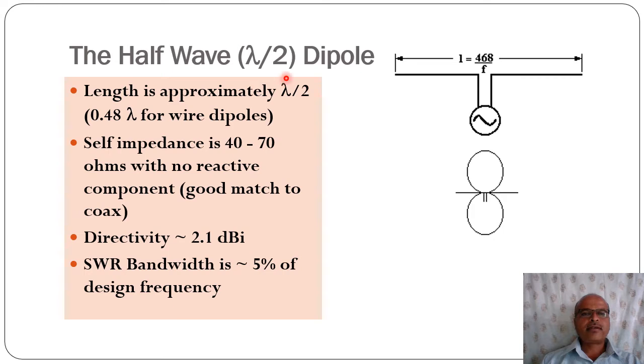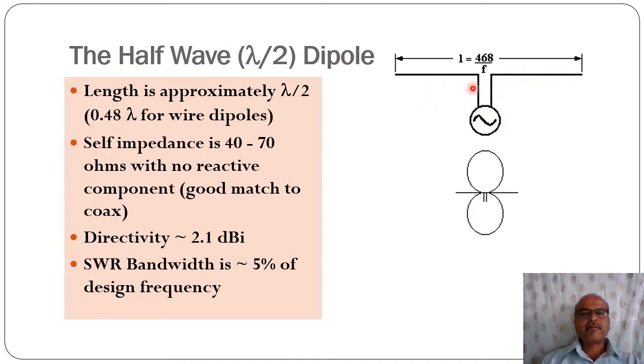Then the half wave or lambda by 2 dipole. The length is approximately lambda by 2, that is 0.48 lambda for wire dipoles. Self-impedance is 40 to 70 ohms with no reactive component, and it is a good match to coaxial cable. Directivity is nearer to 2.1 dB. Standing wave ratio bandwidth is 5% of the design frequency. So this is the half wave, lambda by 2, dipole antenna.